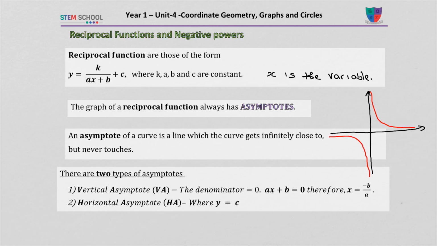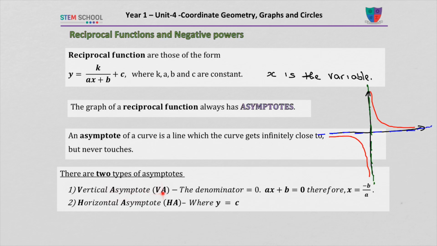So what happens here is those lines of asymptote, we represent them by using a hidden line. The lines of asymptote will be drawn with a hidden line. So that's the horizontal line of asymptote here, and the vertical line of asymptote will be this one here. So there are two types of asymptotes.